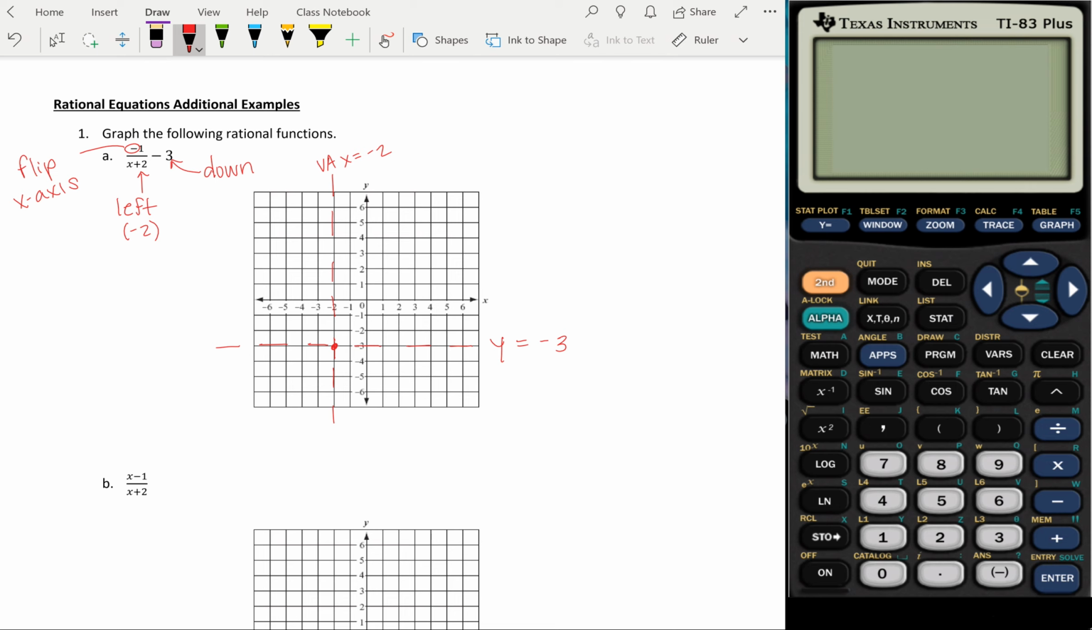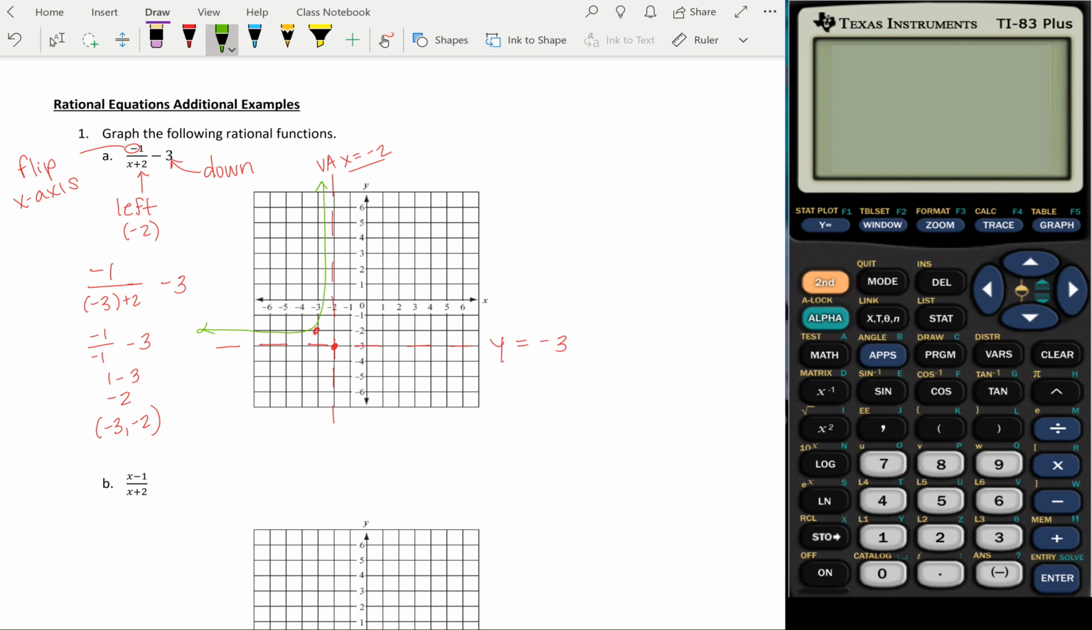So from my vertical asymptote, I'll choose a number to the left. I'll choose the number directly to the left, negative 3, and plug negative 3 into my equation. I get negative 1 over negative 3 plus 2, which is negative 1. So negative 1 over negative 1, minus 3, that's 1 minus 3, which is negative 2. So at negative 3, I have negative 2. So I have a point right there. I know that I'm going to have a graph on this side of my vertical asymptote.